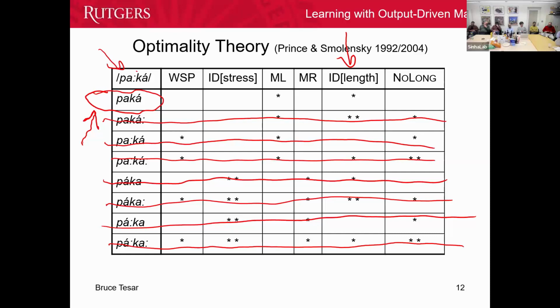Could you go, first of all, where do these constraints come from? Is it sort of language specific in the ordering of the constraints? And also, could you go through what each of these constraints mean, like WSP? I think you mentioned that before, but I forget what it was.